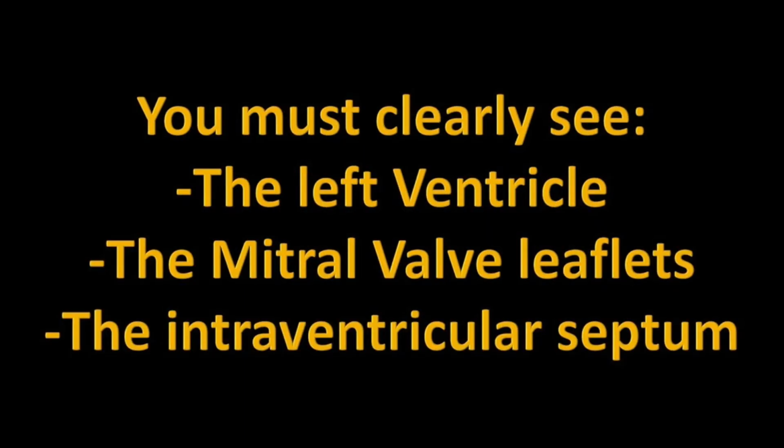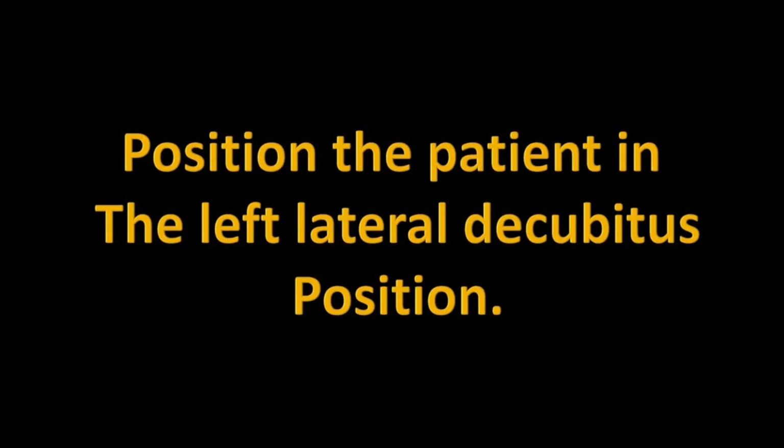For the second part of the study, obtain an apical four-chamber view of the heart. You will need a clear view of the left ventricle, the mitral valve leaflets, and the septum. The right side of the heart is less important and need not be visualized fully. Ask the patient to lay down in the left lateral decubitus position in order to obtain a better image.